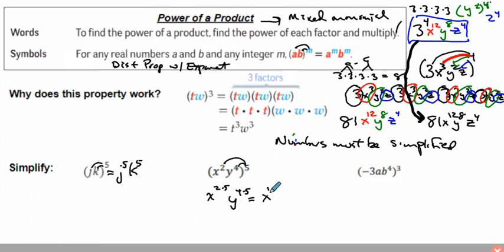So that's going to give me x to the 10th over y to the 20th, right? Which is also the same thing as saying I have x squared y to the 4th 5 times, right? And if you did that and you added, you would get to this.